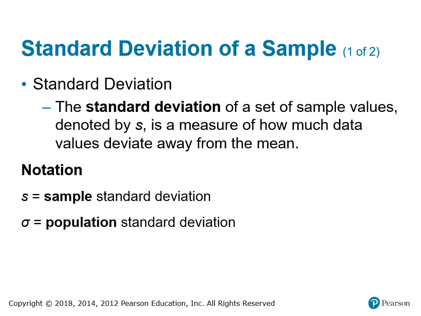The big one is the standard deviation. We're going to talk about it for the sample and the population, so I'll have separate symbols. So let's look at the definition first. The standard deviation of a set of sample values, denoted by S, is a measure of how much data values deviate away from the mean. So what is that saying? It's telling you how your data values relate to the mean, in terms of how they vary from the mean.